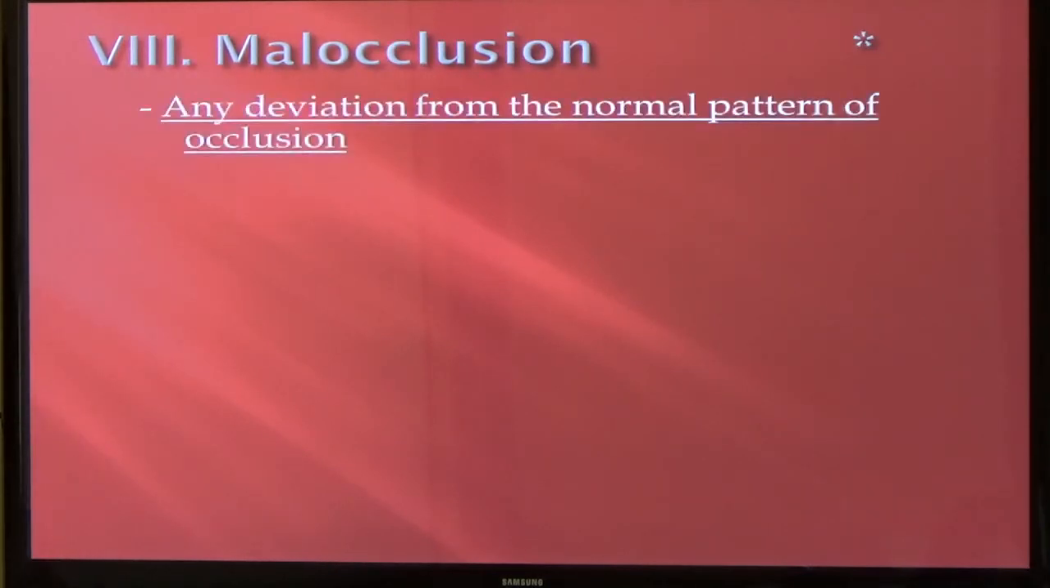All right. So what's malocclusion? A bad occlusion. Malo. Everybody know Spanish? Malo means no good. So bad occlusion. If it's not ideal occlusion, it's malo. So any deviation from normal pattern occlusion is malocclusion. So if you don't have the ideal, then you have some sort of malocclusion. And I think that's 90% of the population.